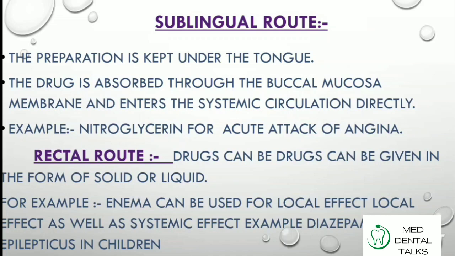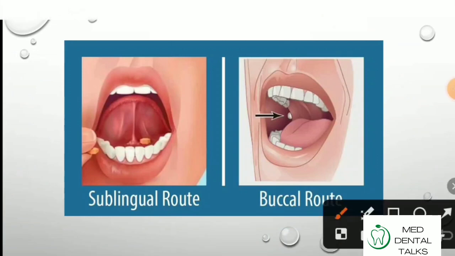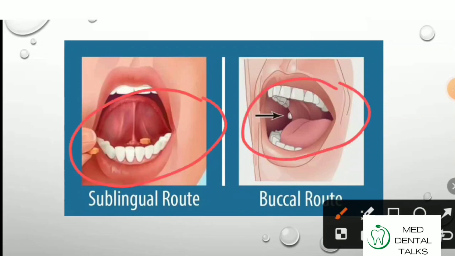Now rectal route. Drug can be given in the form of solid or liquid. For example, enema can be used for local effect as well as systemic effect. Example, diazepam for status epilepticus in children. Now this image shows the sublingual route and the buccal route.